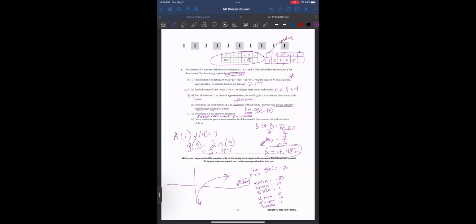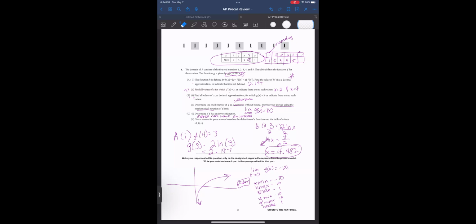Right? Because the second one is to give a reason for your answer based on the definition of a function and the table of values. So I'm going to give you the textbook definition, straight from the problem. I also want to say on a side note, a reason that only states that it fails the horizontal line test is not sufficient. So you need to be more specific. That is an accurate reason, right? If you fail the horizontal line test, it's not a function. However, they want more.